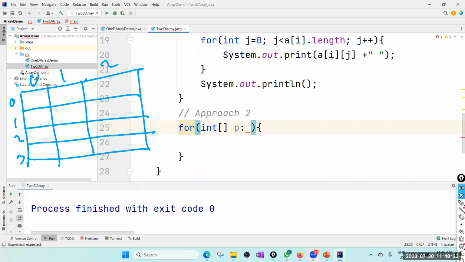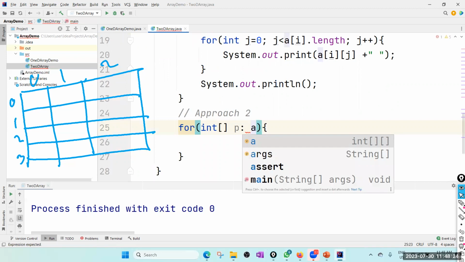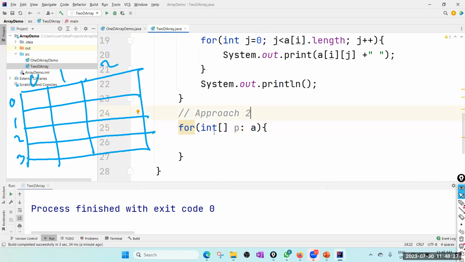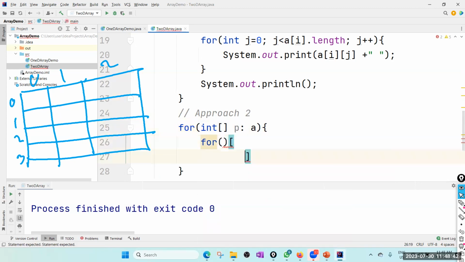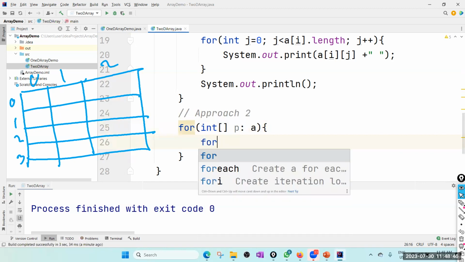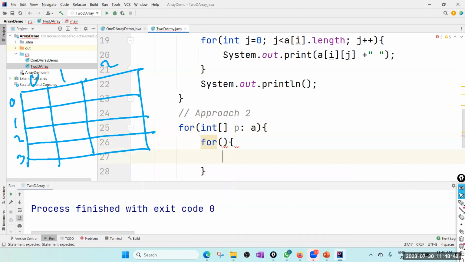Right? So what you take is your A array. So your A array's first row will be here, then the second row, then the third row. So your P will be initially the 0th row, then the first row. First row is an array again, a one-dimensional array. Then you have to iterate that array. This is very compact code. Now this P array you have to iterate, and each individual element is an int value.